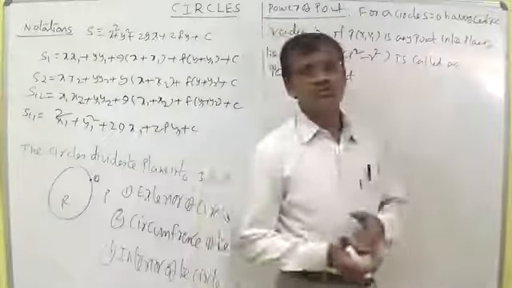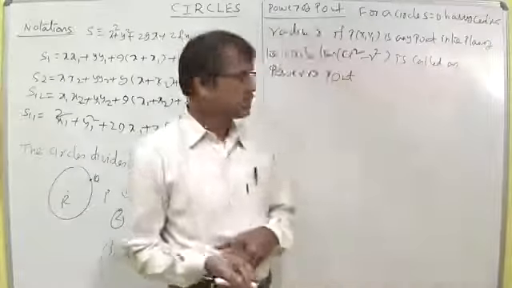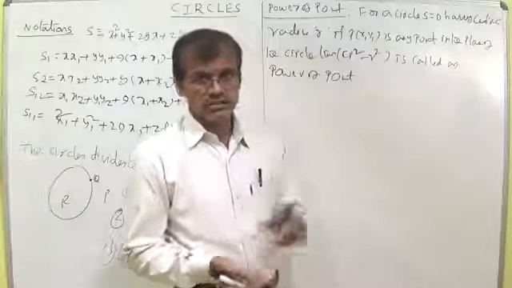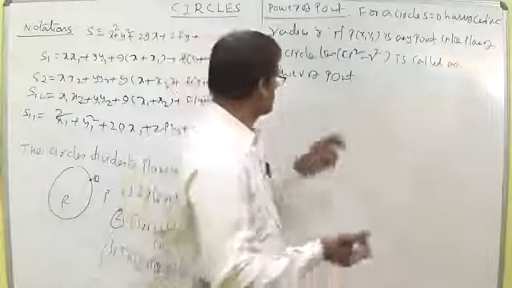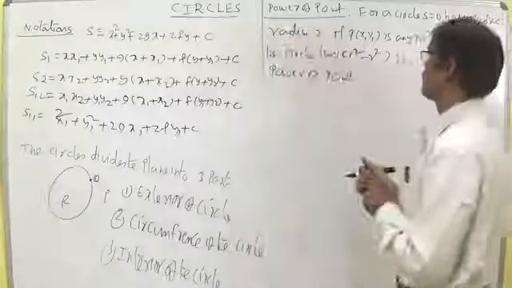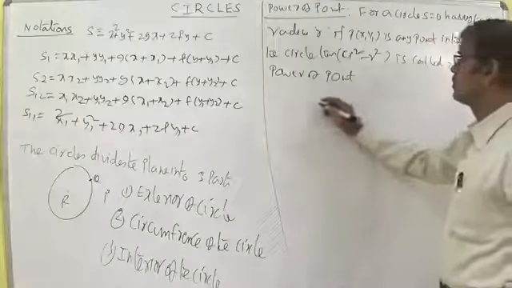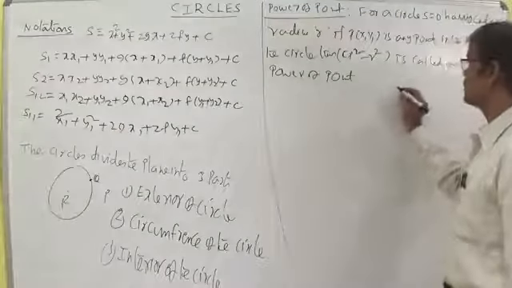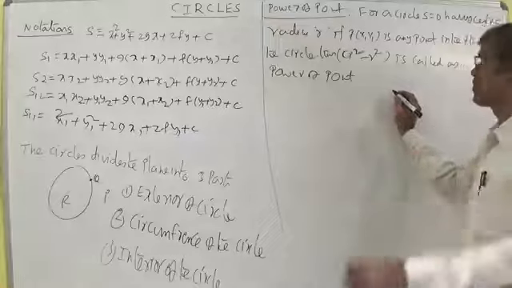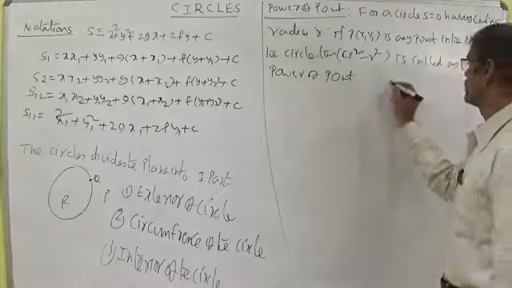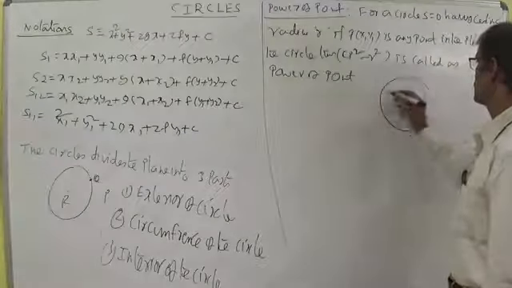If the paper is tough, no student will get 75 out of 75 if you do not concentrate on such definitions. It is called the power of a point. So let us discuss this power. What is Cp square minus R square? Okay, let us draw a circle here.